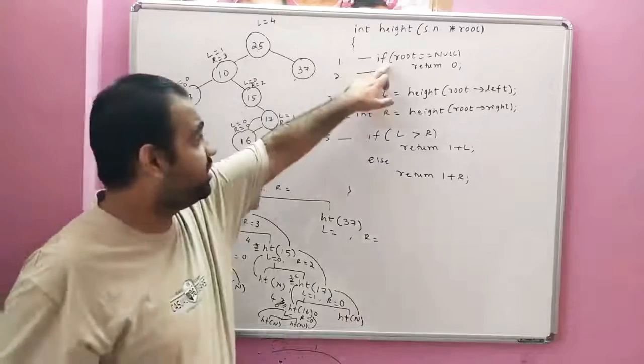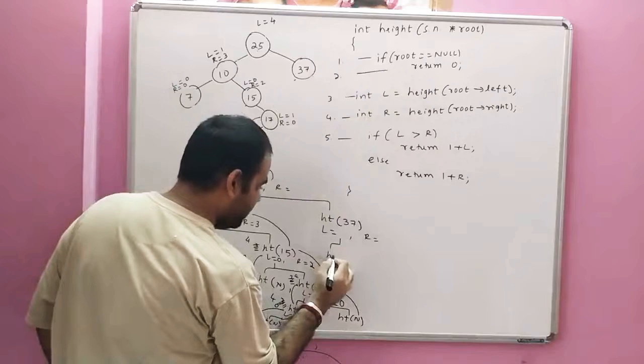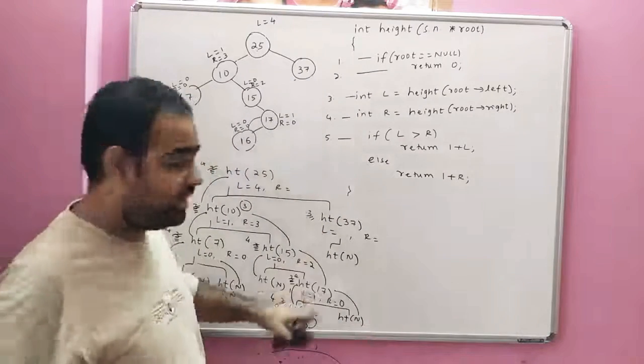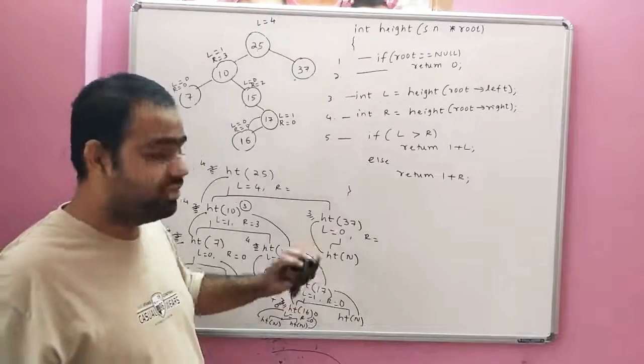Go back. Is 37 equal null? No. Again you say 37 arrow left. Now what is 37 arrow left? 37 arrow left is null. Return line number is 3. Null equal null? Yes, you return 0. Where do you return 0? To line number 3 and you say left height is 0.